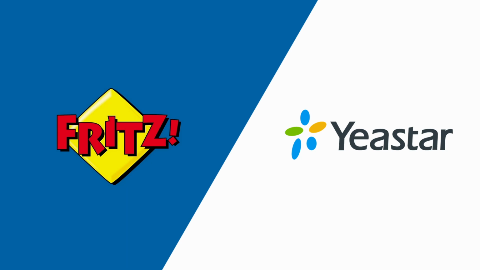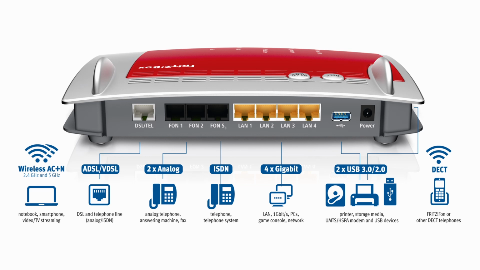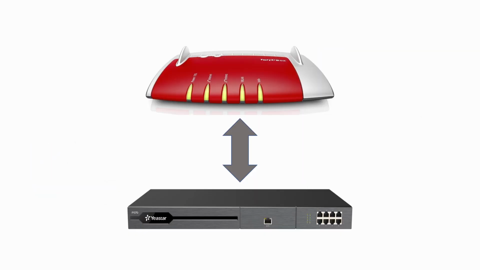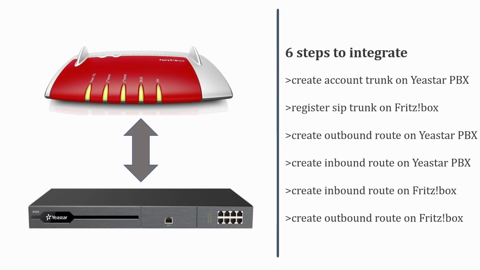The topic today is to integrate Fritzbox with Yeastar PBX. Most of the time, Fritzbox is just added as a router, but it can also be used as a small PBX because it allows registrations of up to 10 SIP phones. Today we use Yeastar P-Series PBX and Fritzbox 7490 as an example to show you the steps of docking them together.